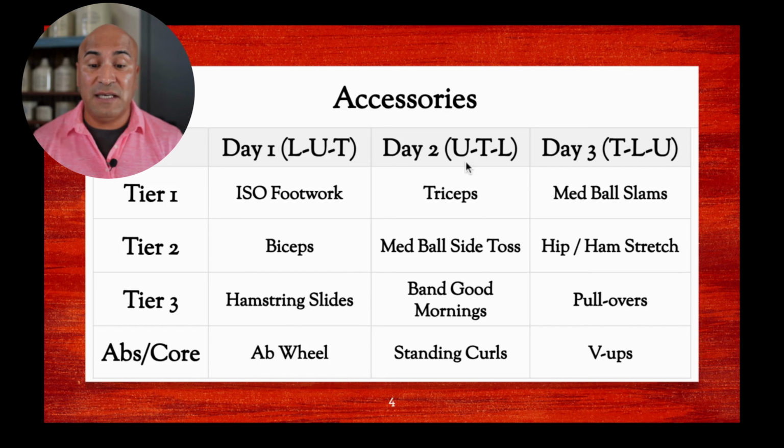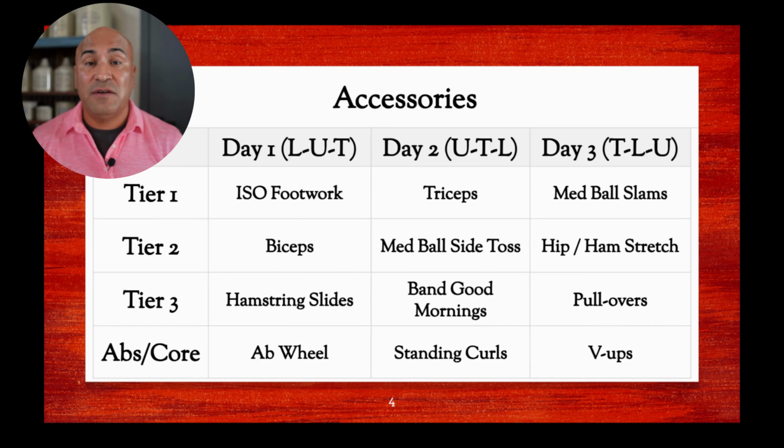And day two, you can see it's a UTL, so upper body, total body, lower body. For our tier one, we're going to add triceps to that for our upper body. And then our total body, we're going to add some med ball side toss. For our total body, we're working power. Remember, we're working power, so we're going to add side toss to that. And then for our lower body, we're going to add some banded good mornings. And then standing curls will be our abs and core work for that day.